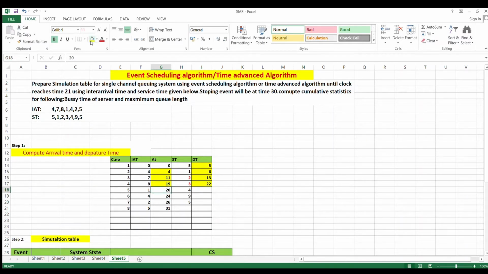Next, the previous departure time is 22. Arrival time is 20. So maximum is 22. 22 plus 4, 26. Departure time is 26. Arrival time is 24. Maximum is 26. 26 plus 9, 35. Okay, departure time is 35. Arrival time is 26. Maximum is 35. 35 plus 5, 40. So for the last customer, nothing. We are not working with the last customer.